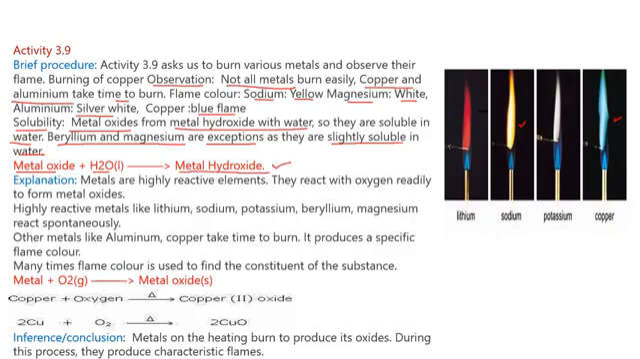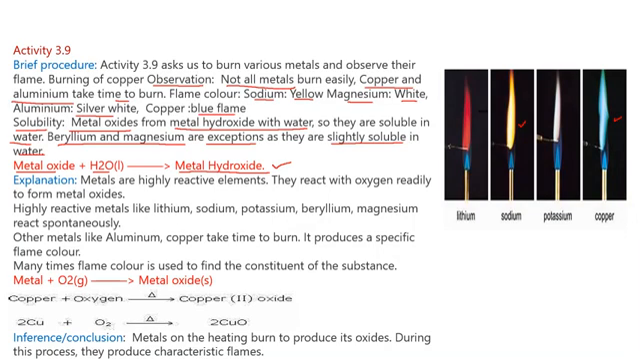Now what about the nature of metal hydroxide, children? When you mix metal hydroxide in water and bring red litmus paper, you will find there is a change in the litmus paper. It will turn blue. So this shows that metal oxides are basic in nature.